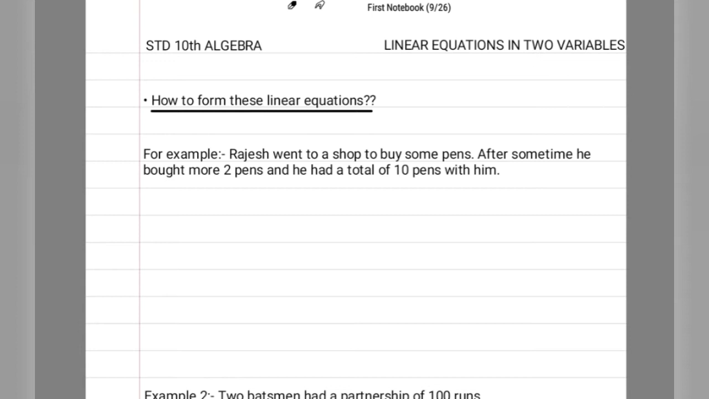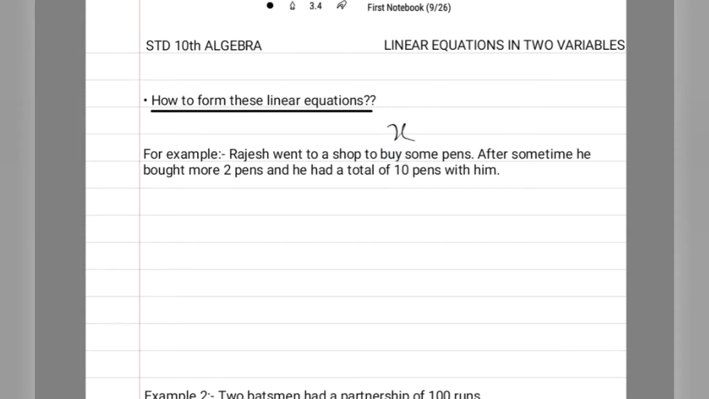In the first example, I have taken a condition in which Rajesh went to a shop to buy some pens. Now here it is given that he went to a shop to buy some pens. Now it is an unknown quantity. So we can take it as x.